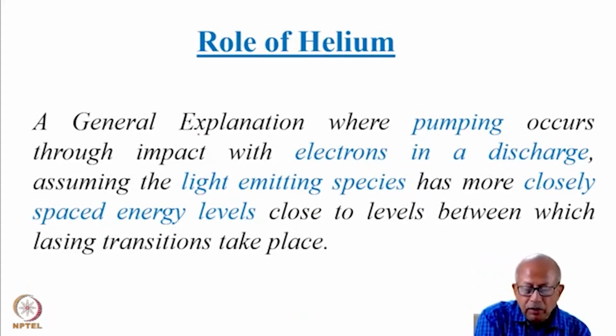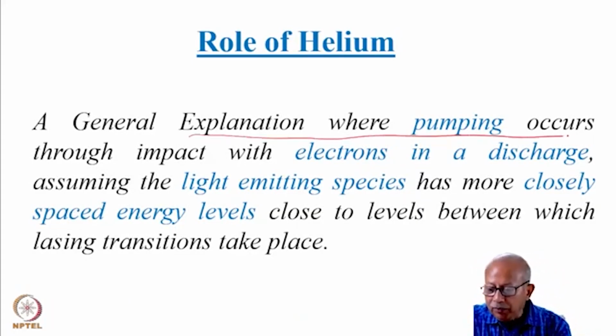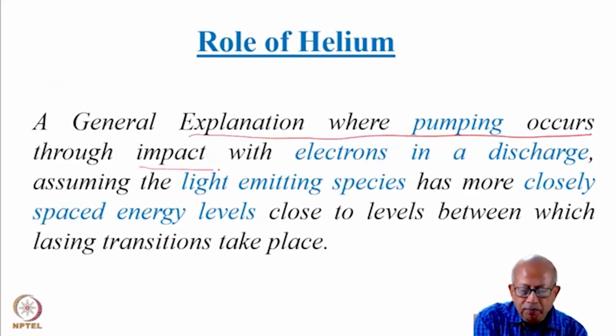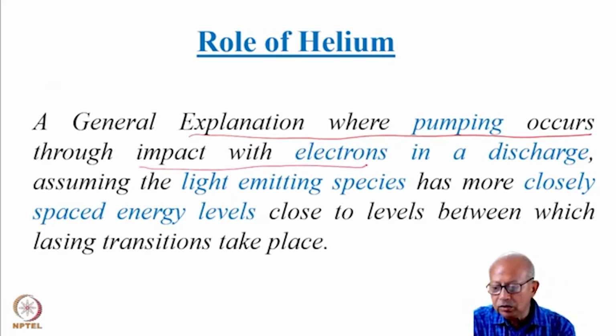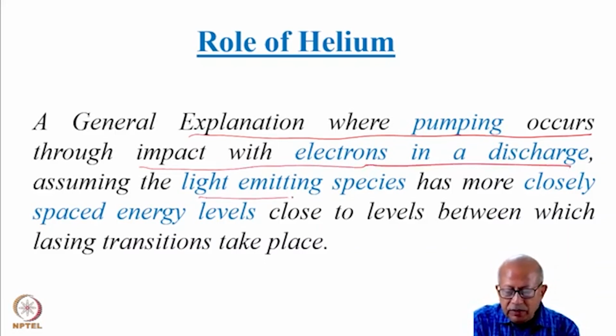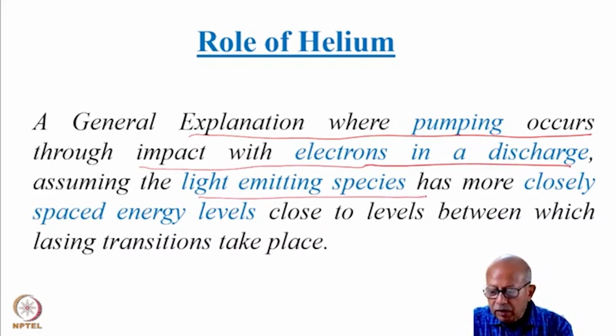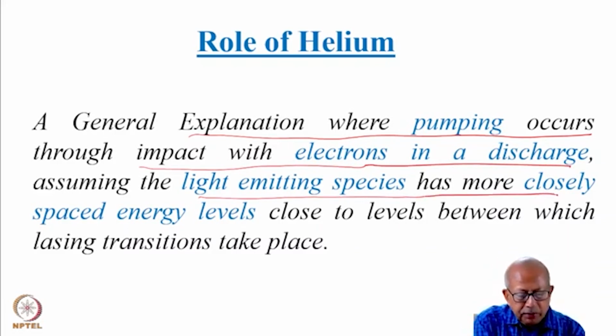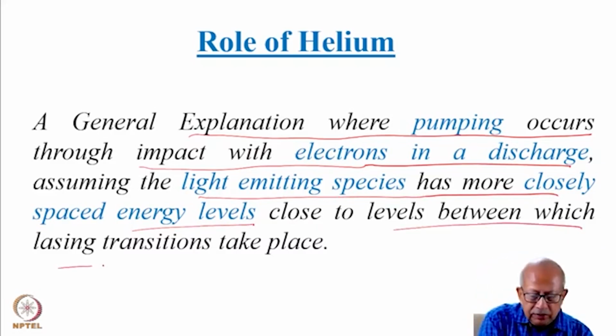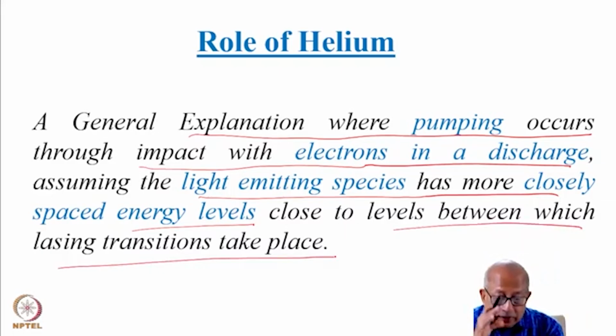In a general explanation, pumping occurs through impact with electrons in a discharge, assuming the light emitting species has many closely spaced energy levels close to the levels between which the lasing transition takes place. This is where a surrogate gas is important. Let us try to elaborate.